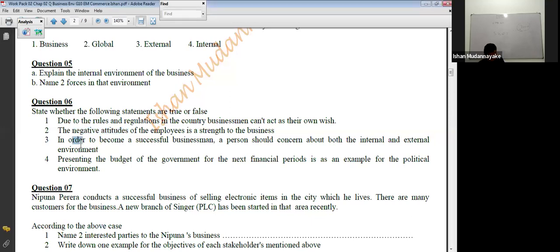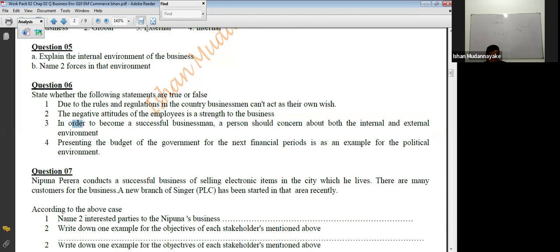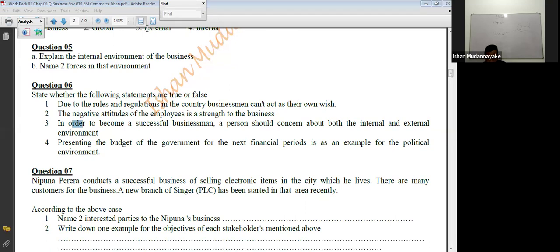Third one. In order to become a successful businessman, a person should be concerned about both the internal and external environment. True or false? Sanuka, answer is correct. Netuki correct. Suwani correct. Nilupuli, yes, the answer is correct. True, that is true. Right. Fourth one.